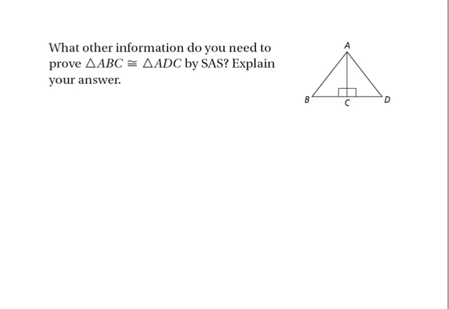What other information do you need to prove triangle ABC is congruent to triangle ADC by side, angle, side? Explain. So let's first talk about what we do know. I know that angle BCA is congruent to angle ACD because they're both right angles. So we have our angle, like this. Got our angle checked. We also know that AC is in both triangles and it's congruent to itself, so there's 1 side.